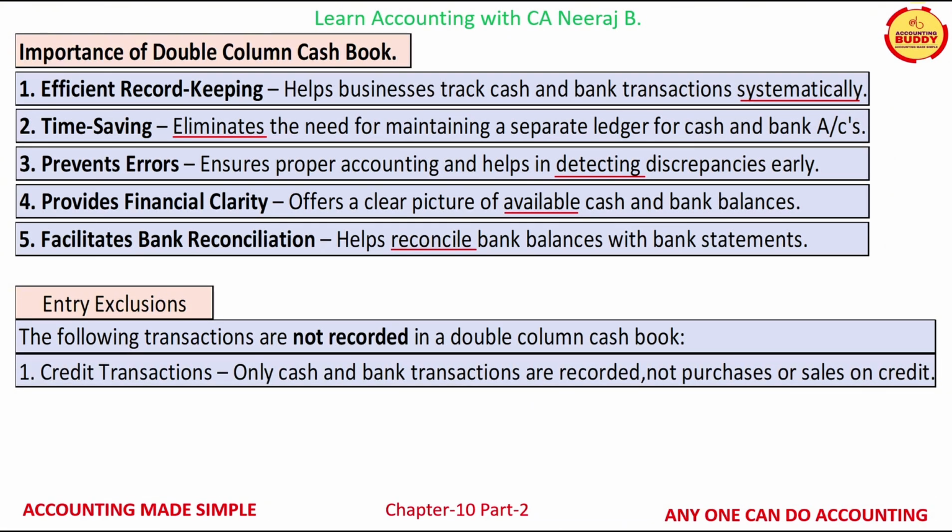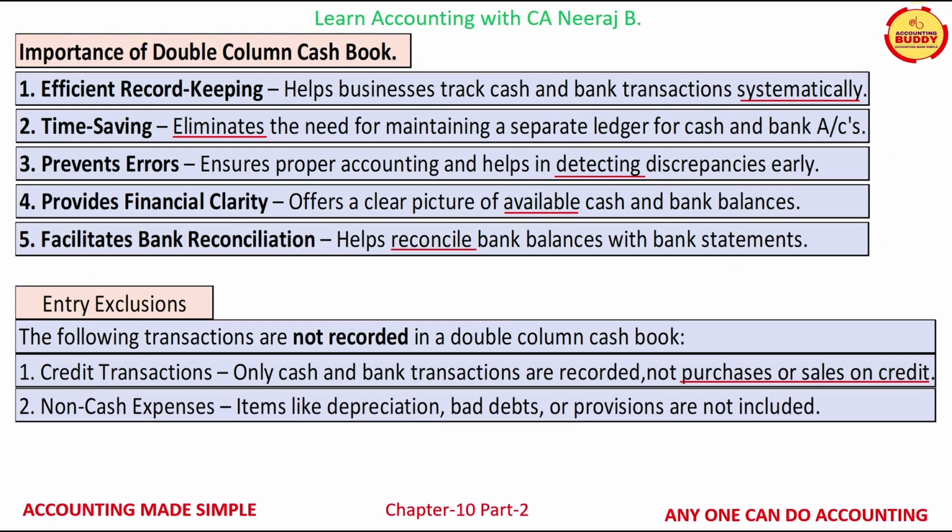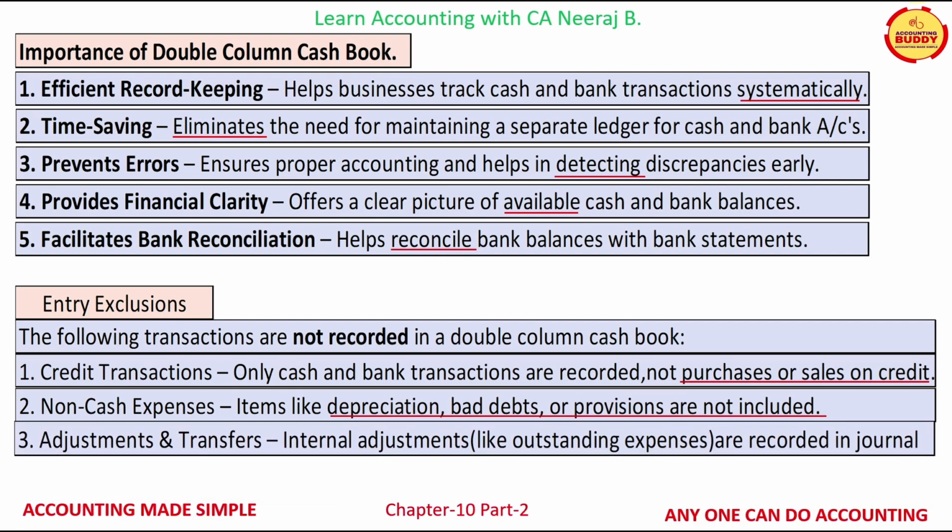Credit transactions of purchase or sale are not recorded in the cash book. In cash book, only cash and bank transactions are recorded. All the non-cash transactions like depreciation, bad debts or expense provisions are not included in the cash book. Adjustment and transfer transactions like outstanding expenses are recorded in journal and not in the double column cash book.